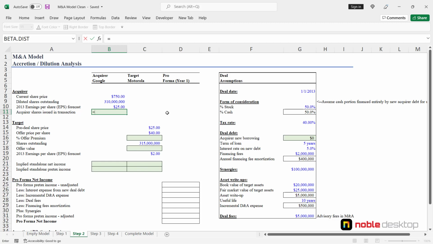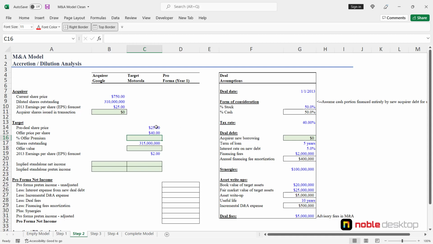Equals, I'm going to take my offer value from cell C18. I'm going to multiply it by the percentage of stock, which is 50% in our case scenario, and divide that by the current share price to get the number. Again, it's zero for now. It will change as soon as the offer value is filled up. That's for the acquirer. Let's go ahead and take care of the target calculation.